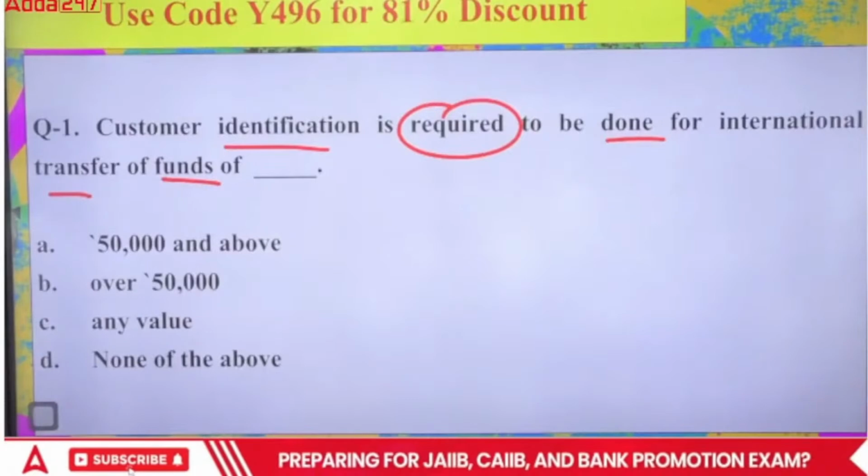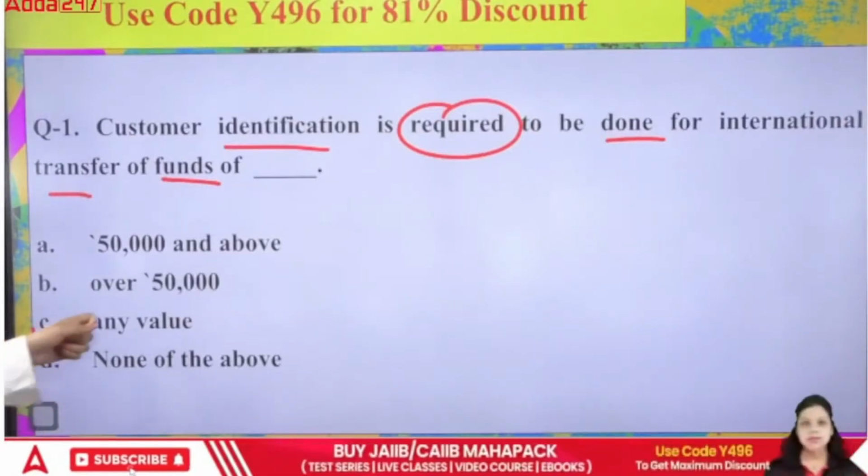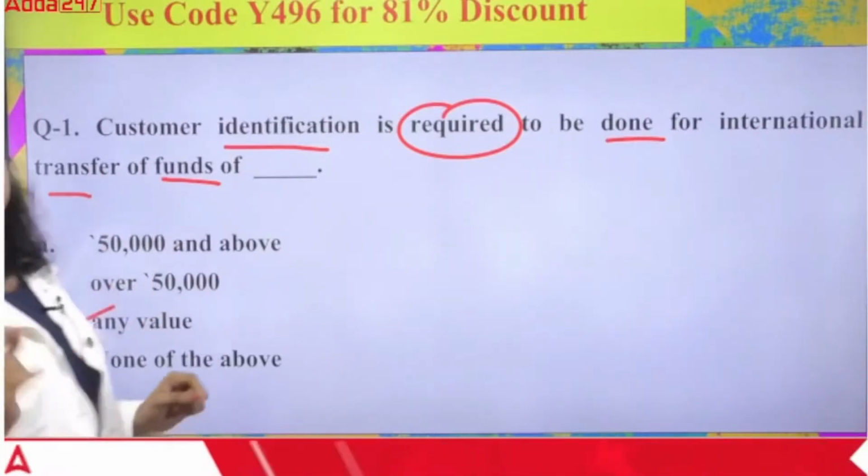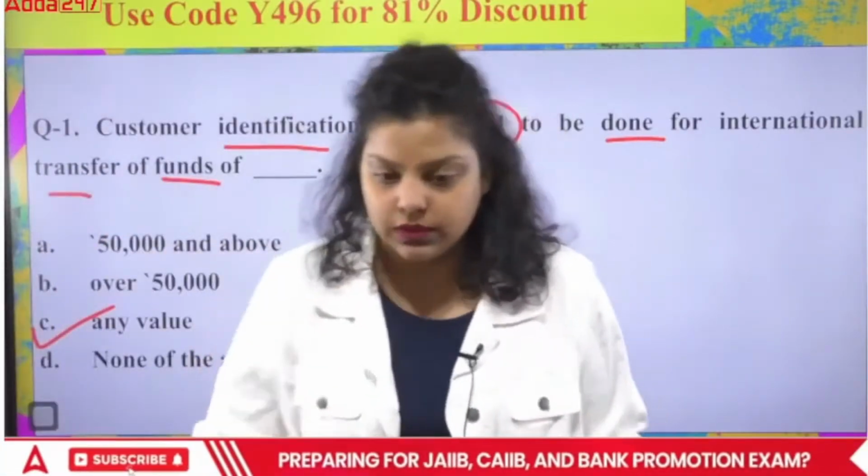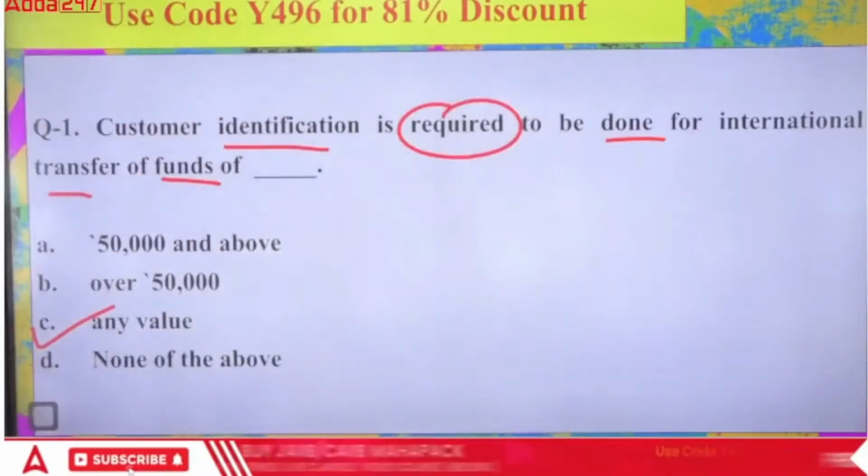So the right answer for this particular question will be any value. At any value, you have to perform the customer identification at the time you are performing international transfers. So the right answer will be your C option.